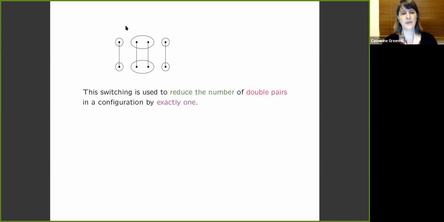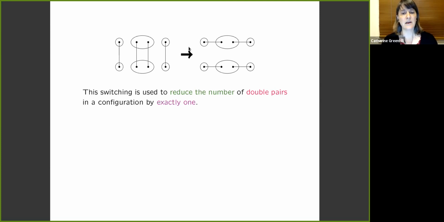Here is a picture of a setup that you might use to try to remove double pairs in a configuration one by one. So what I want you to think of here is that I have 6 different cells. These are all distinct. There's exactly 2 pairs between these 2 cells, so the multiplicity is 2, and exactly 1 pair here. That's going to be a simple pair, and same over here. And then I'm going to replace these 4 pairs like so, so that every point is still paired up.